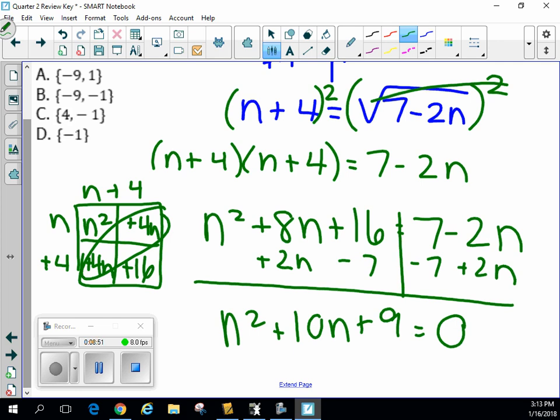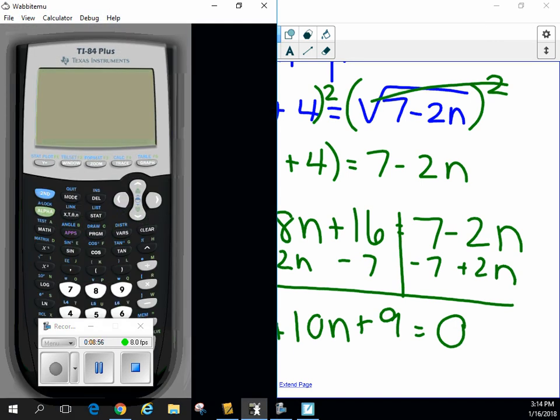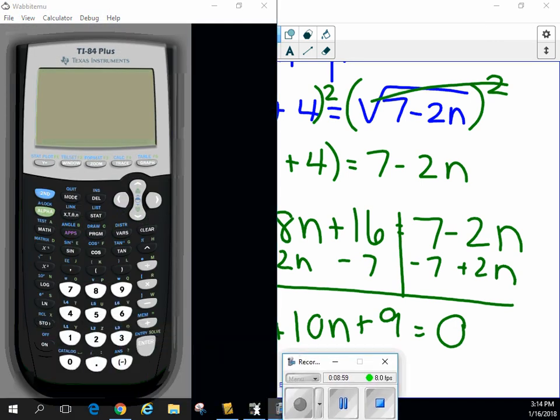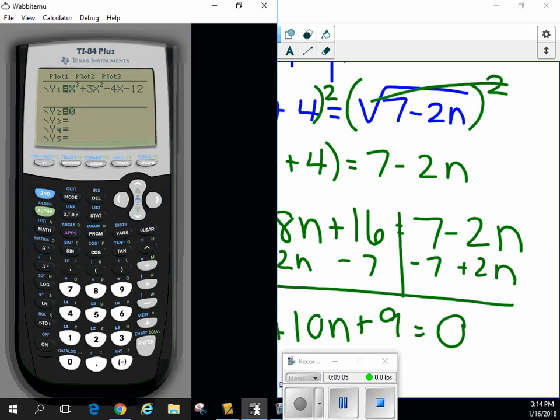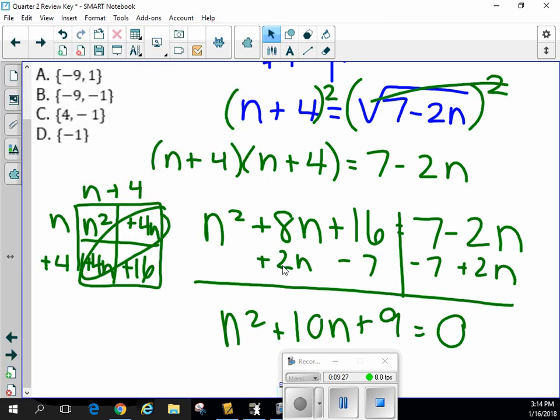In order to find our solutions, you can either factor, or it's actually easier if we take our calculator here, and we go to y equals, and you clear this out and type in x squared plus 10x plus 9. And I'm just going to press zoom 6 to make sure my calculator goes to standard screen. And we want to see where our x-intercepts here are. Our x-intercepts cross at -1 and -9. So that is going to be our answer, which is B.